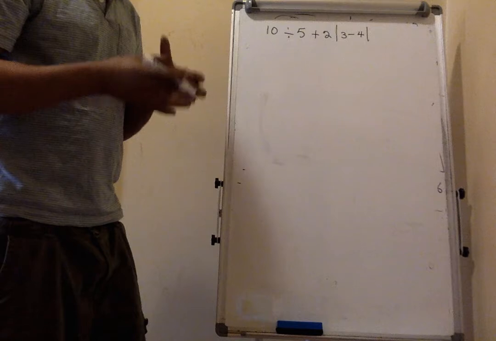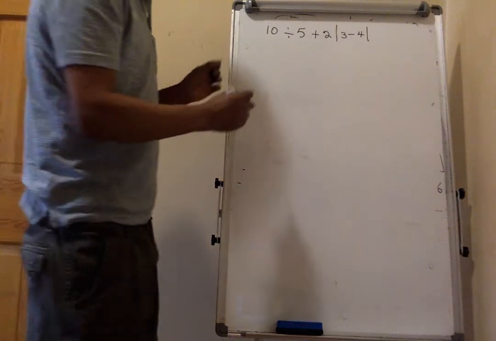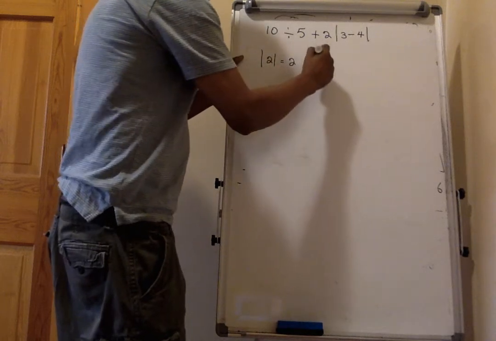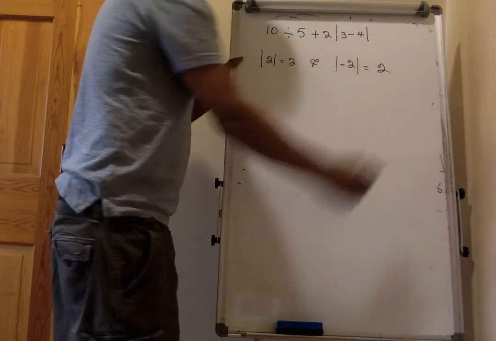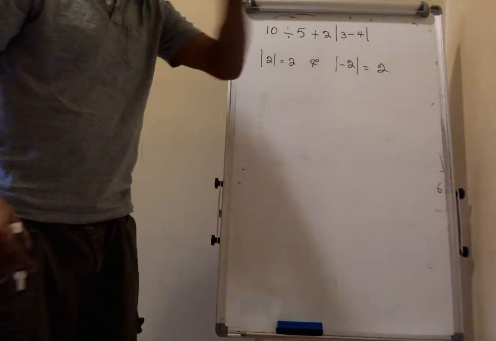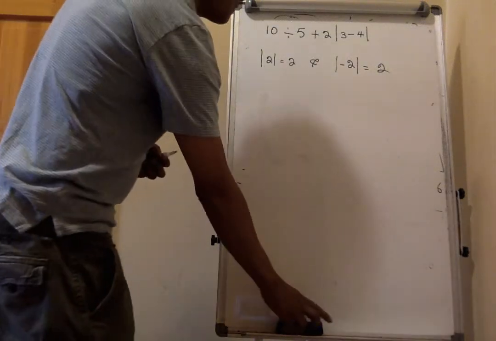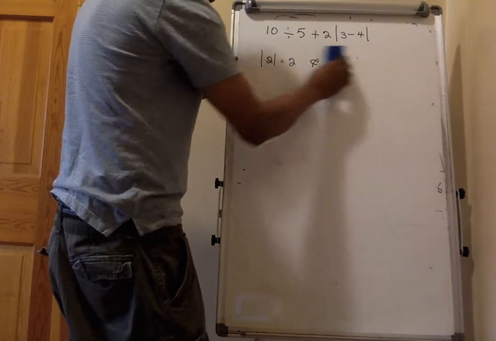Anything that comes out of the absolute value always ends up being positive. So the absolute value of 2 is 2, and the absolute value of negative 2 is also 2. Okay? So anything that comes out of the absolute value becomes positive. So let me rewrite this step by step.